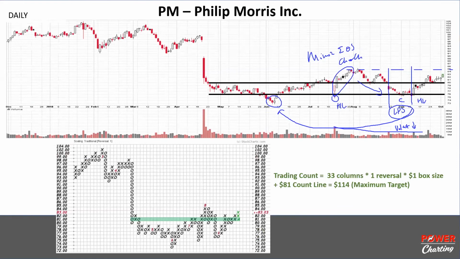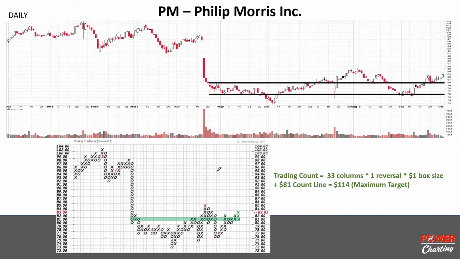So going down here to the point and figure chart, we can see if we take this whole count. Now we're taking this as a trading count. This is a one box reversal method. So we generally use one box reversal method for trading counts. We have 33 columns across here, one box reversal, and then the scaling you can see on the right side is 1-point scaling. So we're using traditional scaling. This gives us a count: 33 columns times 1, 33 columns and a count line of 81 gives us a count up to 114. So this becomes a trading count.